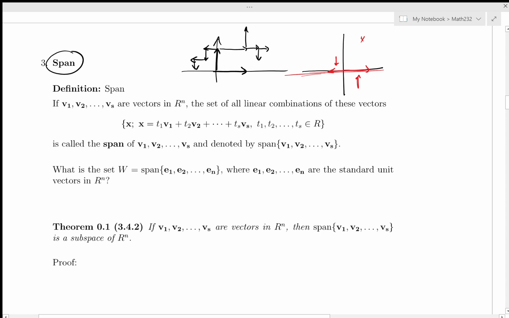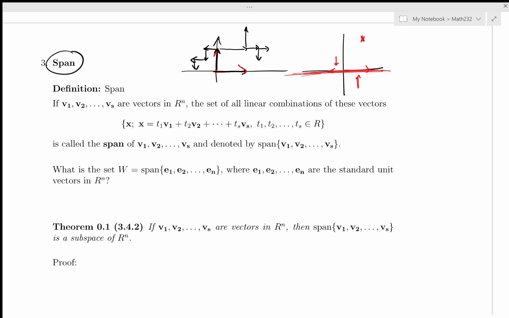I would not be able to figure out, I would not be able to walk to here. Okay, so the span of these two vectors is this line, whereas the span of these two vectors here is the entire plane. Because that's what this is telling us.